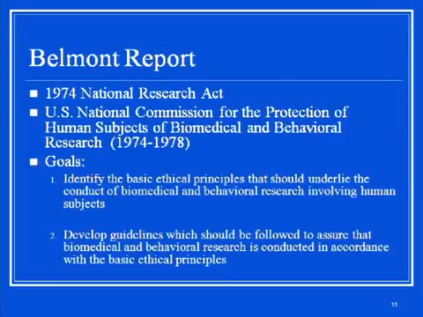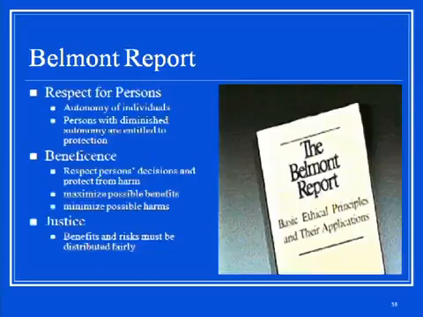So this particular article was the final straw, and in 1974, there was a National Research Act and the U.S. National Commission for the Protection of Human Subjects of Biomedical and Behavioral Research. That commission met between 1974 and 1978, and their goals were to identify the basic ethical principles that should underlie the conduct of biomedical and behavioral research involving human subjects, and then to develop guidelines which should be followed to assure that the research is conducted in accordance with these basic principles. And so this led on to the Belmont Report.